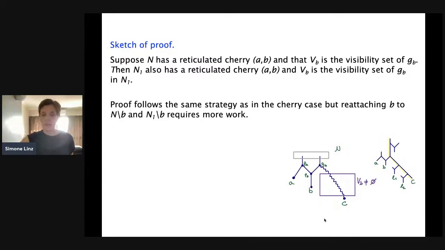But as you can imagine, it's a bit more tricky. So there's a bit more work involved to argue that the unique network that you get is N, and that there is not a second network with the same set of triples and quads.